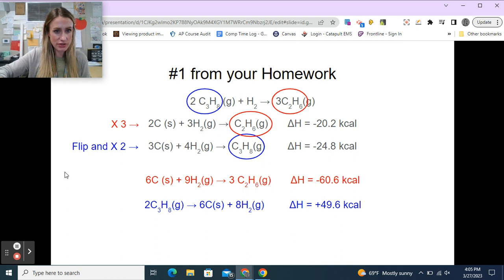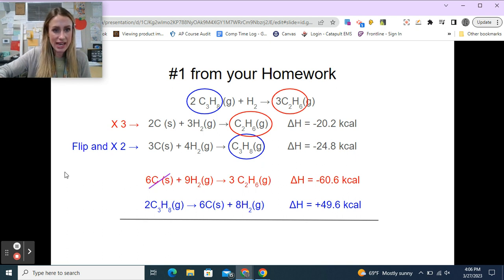So I have 2 C3H8s, and then I have 6 carbons and 8 H2s, hydrogens. And then with this delta H, I have flipped the sign, so it's now a positive, and then I've multiplied it by 2, so I have a positive 49.6 kilocalories per mole. Now I'm going to cancel some stuff out and add everything up together.